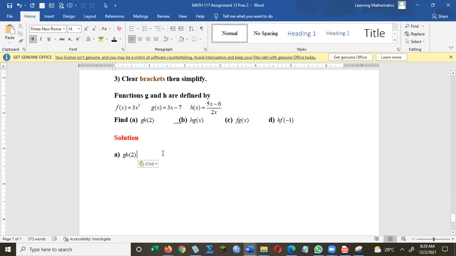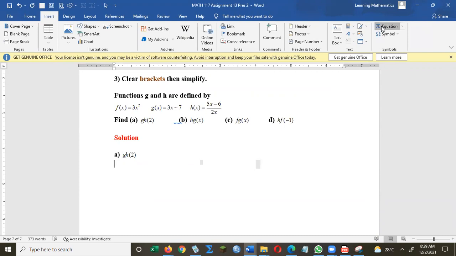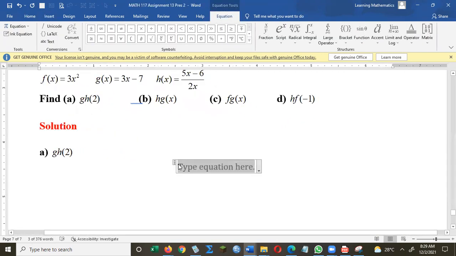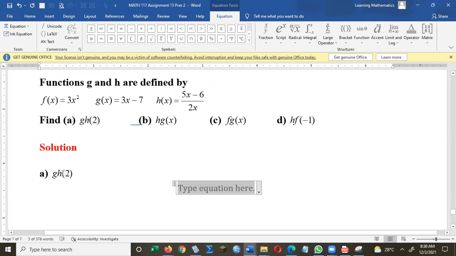Okay, so I'm going to go to insert, equation. Can somebody please tell me what you think I should type here? We are going to compose G and H. We want to find GH of 2. Anybody would like to share with us what you think I could start writing there? So exactly what must I write?